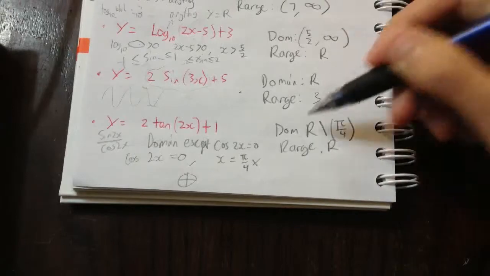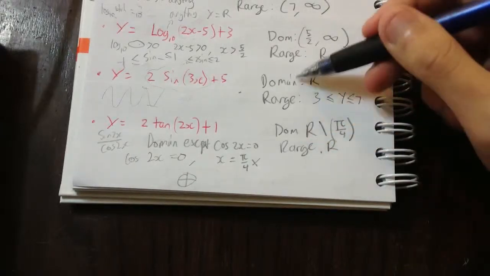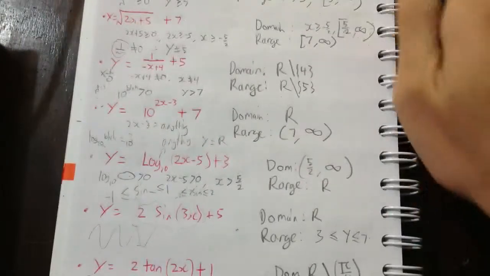But I just want to make the point that these two are a bit more complicated than domain and range. It doesn't work in the usual way, but everything else should be very clear.